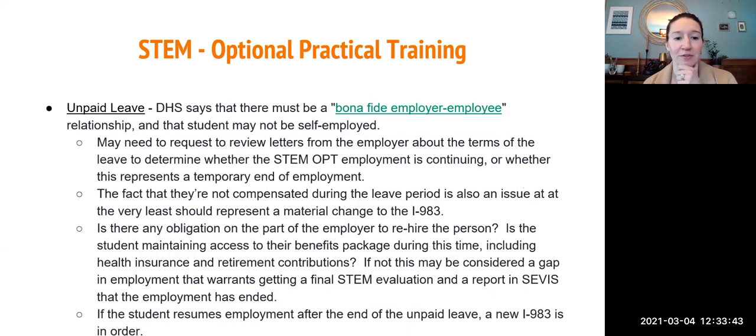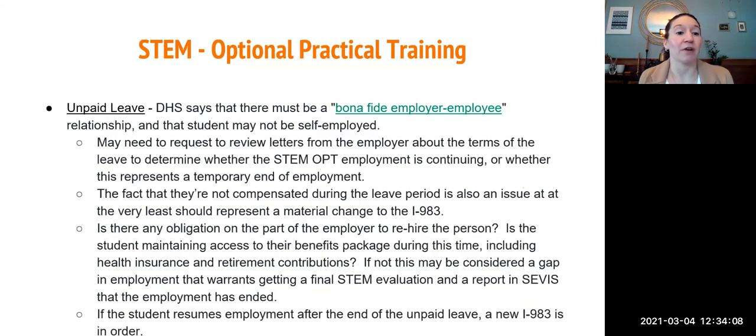And in the preambles to the regs, the STEM regs, it is clear that the Department of Homeland Security expects for there to be a bona fide employer-employee relationship and that a student can't be self-employed. So I knew he wasn't going to be self-employed. The term that he kept using was, "I'm taking an unpaid leave," which presumably was the employer's policy or term for the way that they were implementing a policy. But I didn't know what that meant.